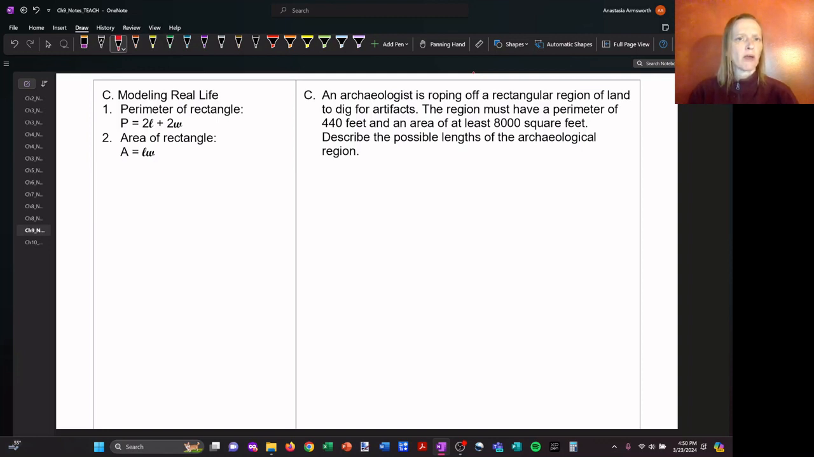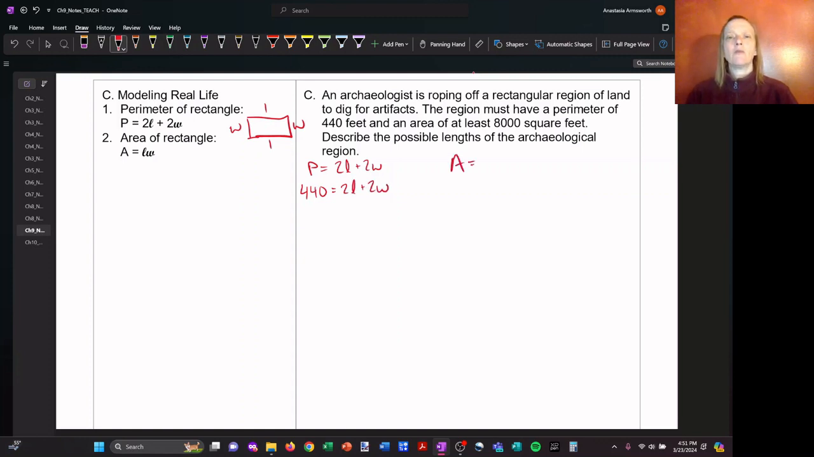Of course, the perimeter of a rectangle, if you think about the length and the width of the rectangle, you need to do the width twice and you need to do the length twice, and you need to add those all together. So that's the perimeter of the rectangle. And if you want to find the area of the rectangle, you just do the length times the width. So what we're saying is that the perimeter, which is 2 times the length plus 2 times the width, needs to be equal to 440 feet. So 440 feet equals 2 times the length plus 2 times the width.